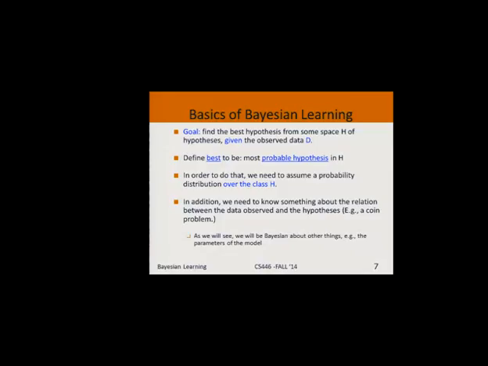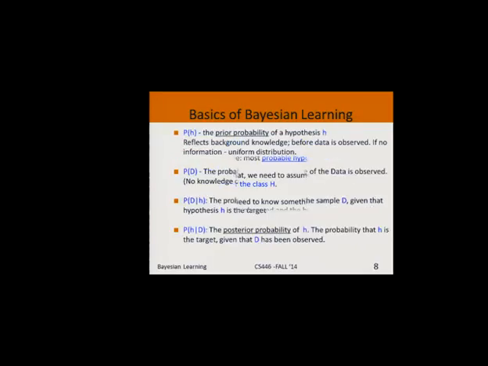So we are going to be Bayesian about these things, and you will also see that we can be Bayesian about many things. And this will matter. I mean, what we are Bayesian about will matter. So these are the four ingredients that we have to understand, which are at the basis of Bayesian learning.